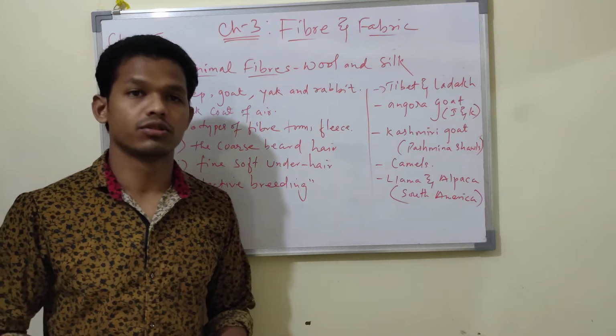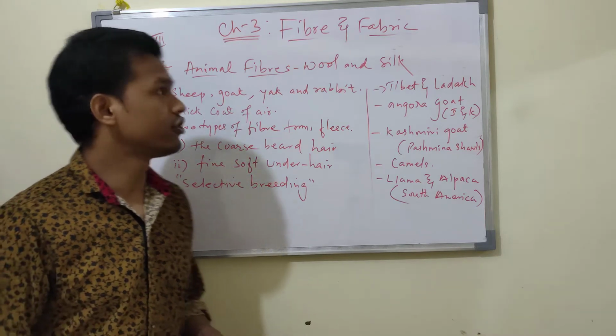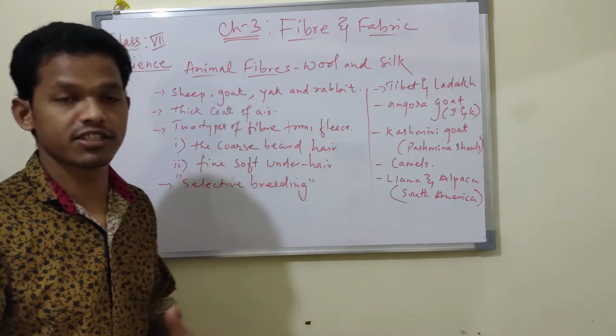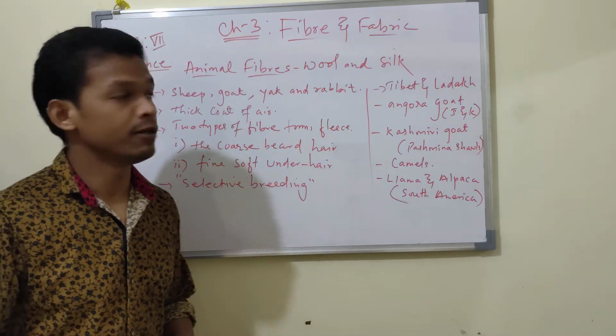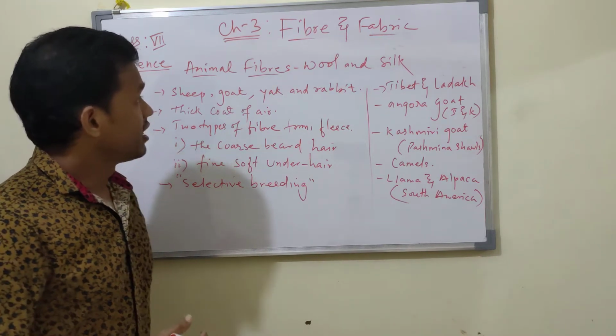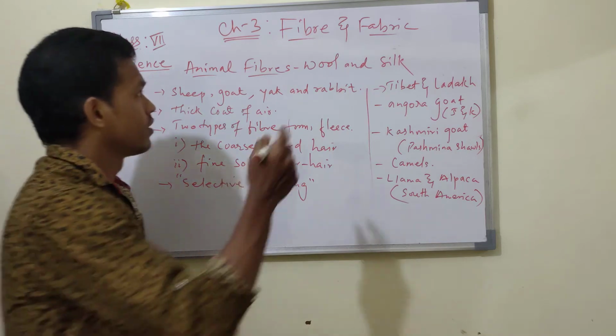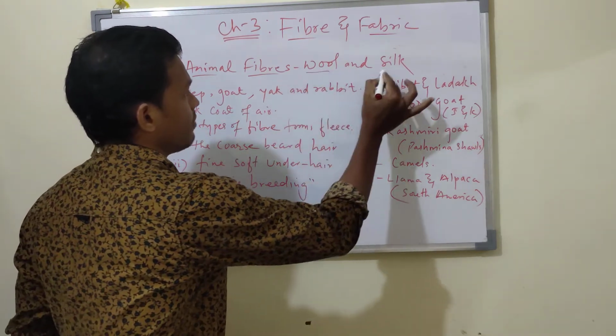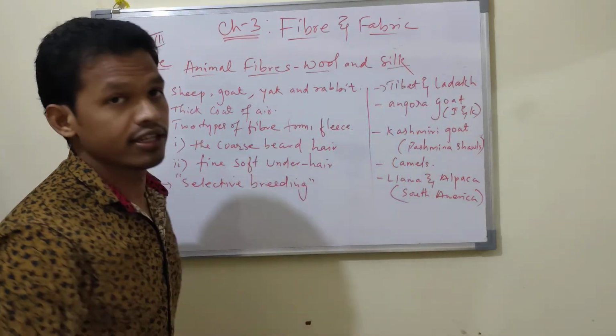Good morning, students. Today's chapter is chapter number 3, Fiber and Fabric. We have already discussed the introduction part of this chapter. So today we will learn about animal fibers, that is wool and silk. These are the fibers which we get from animals.